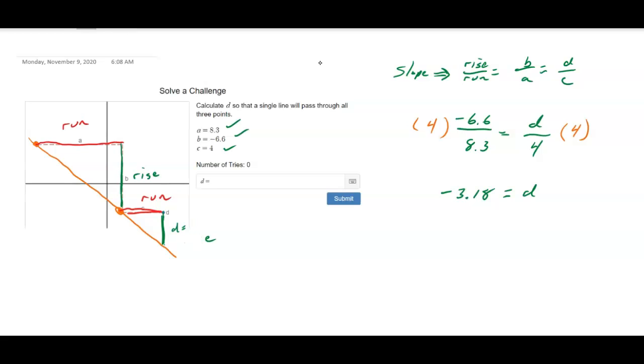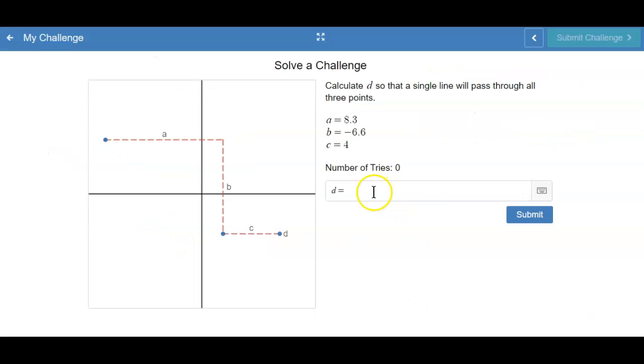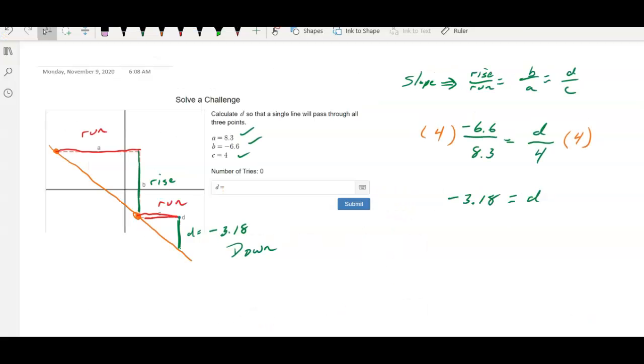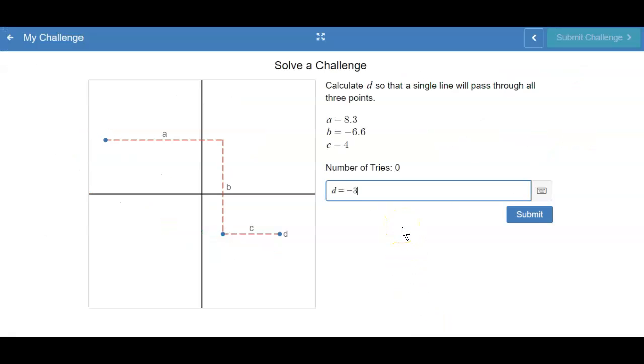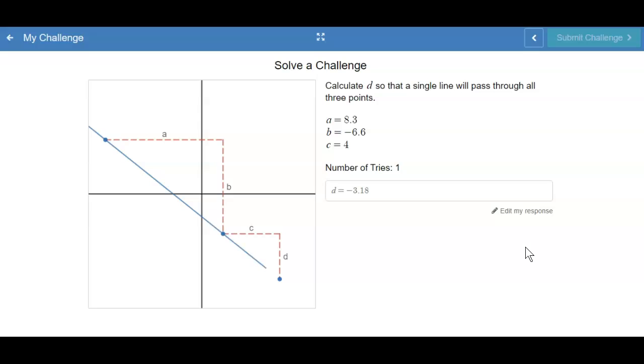So that means that as long as this D value comes down negative 3.18, and the negative signifies that it's going to be dropping down, this should complete the line. All right, so let's figure out if that in fact works. We're going to go ahead and put that value in for D. The value was negative 3.18. So when I put in negative 3.18 and I submit that, we can see that D drops down negative 3.18 units, and this goes right through the line.